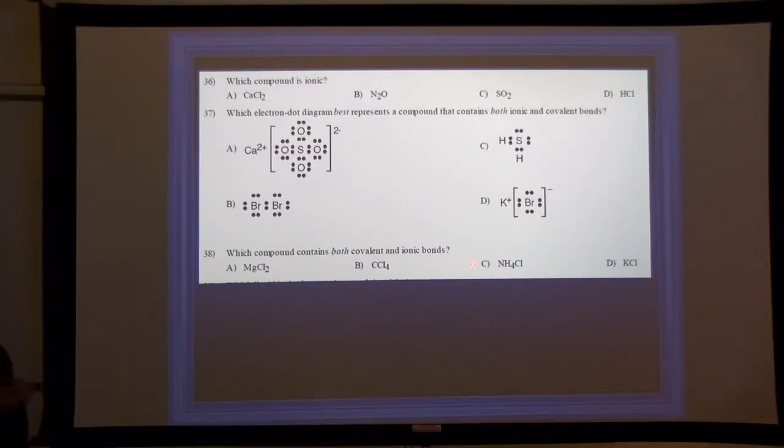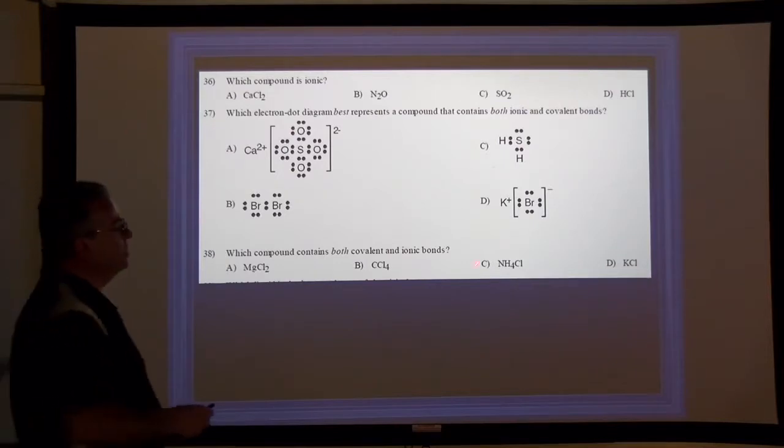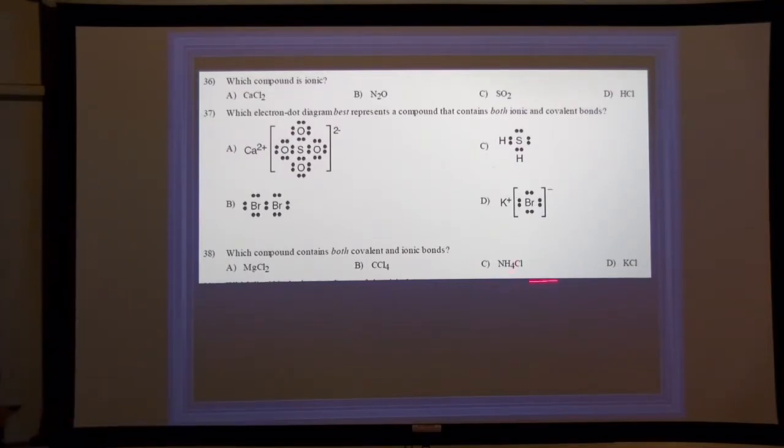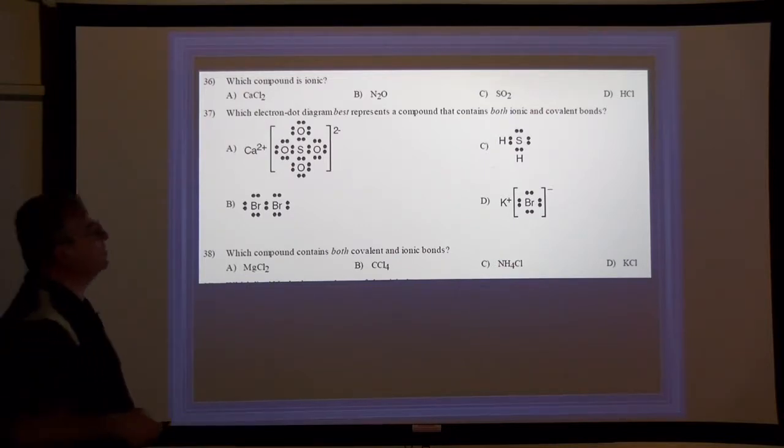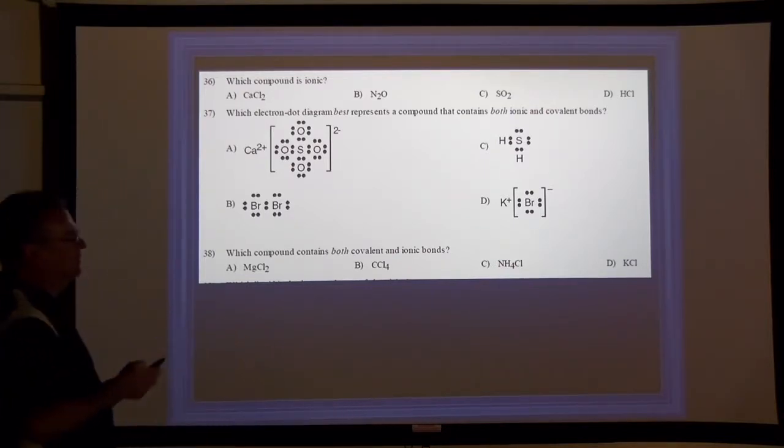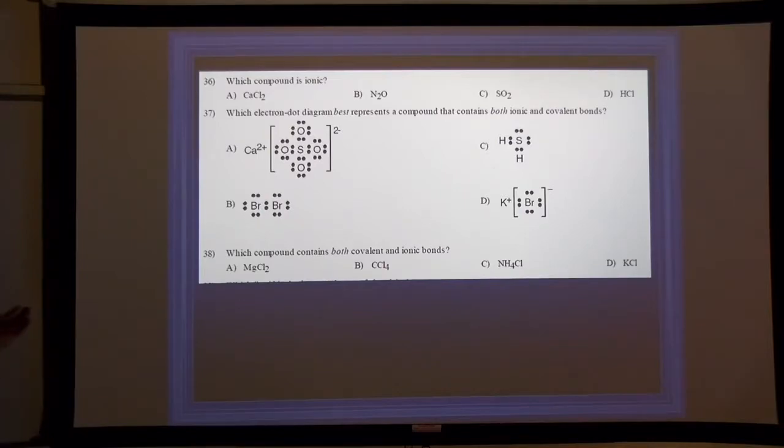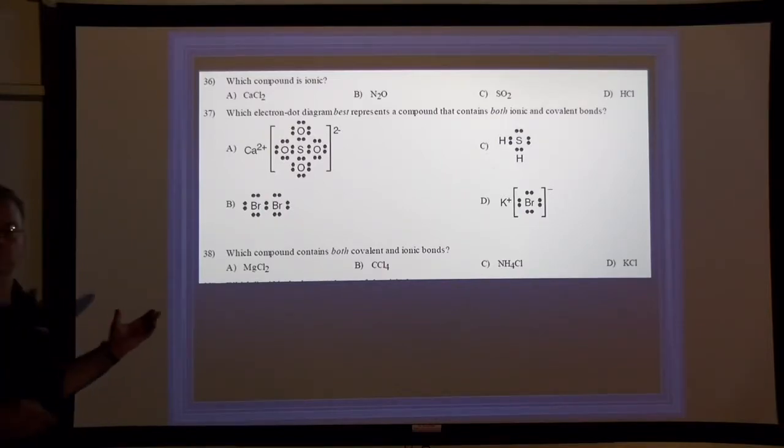Okay? And then this one would follow. It says, which compound contains both covalent and ionic bonds? Well, you would have to know that the ammonium ion is a polyatomic ion. So ammonium chloride, okay, that's a little tricky because there's no metal in there. Because ammonium is a unique positive ion. It's one of the sole positive ions you need to know that's not a metal, is ammonium.